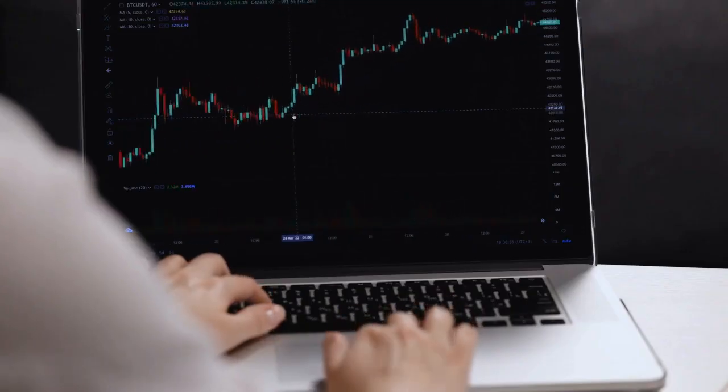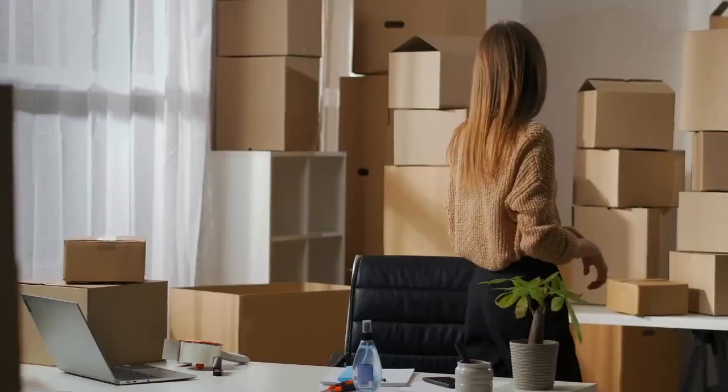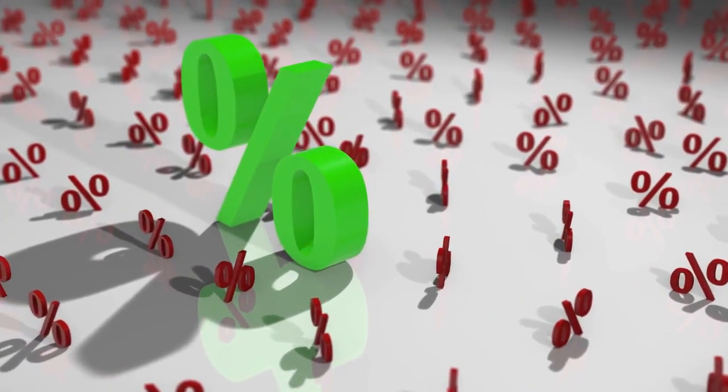Step 5. Choose your account type. Brokers offer various account types, such as individual, joint, or retirement accounts. Select the option that aligns with your investment goals.